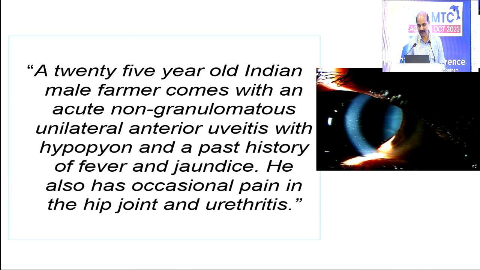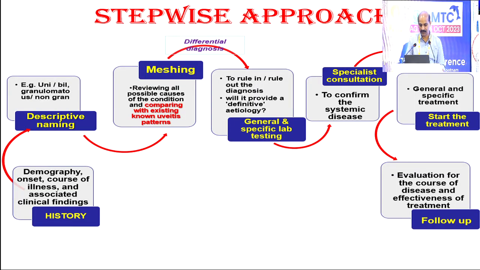So here is a small example. A 25-year-old Indian farmer, male, comes with acute non-granulomatous unilateral anterior uveitis with hypopyon and a past history of fever and jaundice. He also has occasional pain in the hip and he has urethritis. So this is a short history. With this we need to work out what the possible diagnosis could be.